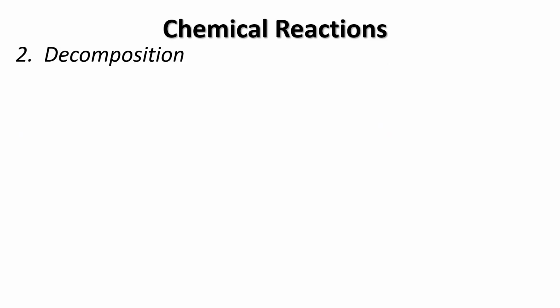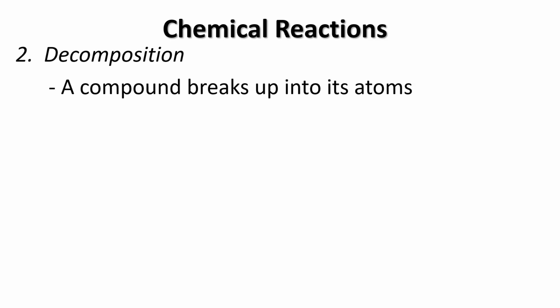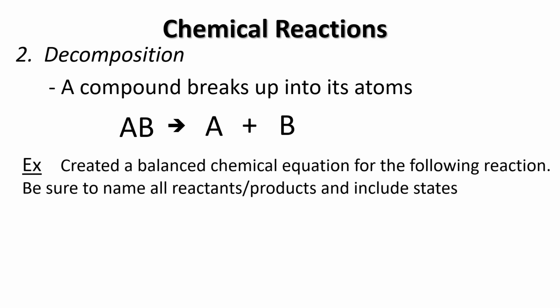So the first one we'll look at is decomposition, and a quick definition of that would be a compound that breaks up into its atoms. Decomposition would be like something decomposing. It breaks down. Now if you had compound AB, it would in fact break up into A plus B, and what we'd have to consider though is are A and B on the diatomic gas list, and if so we might have to add a little 2 to their formula. So let's give this a try here.